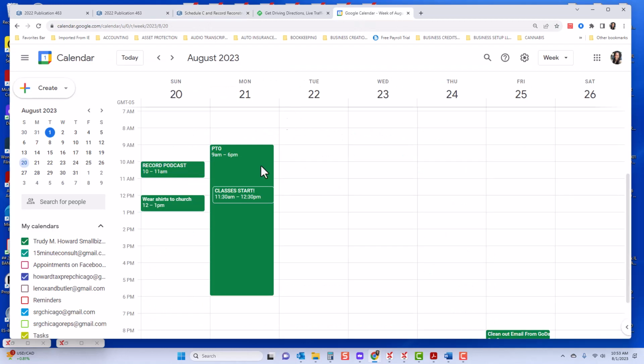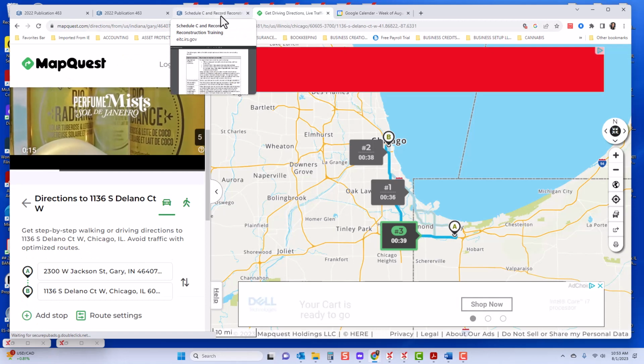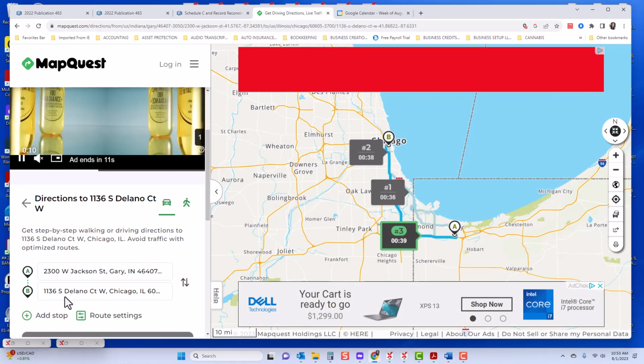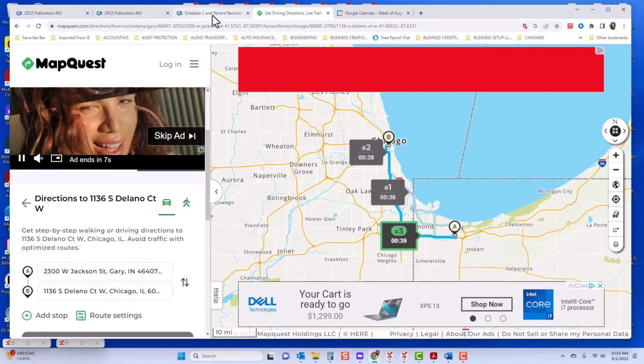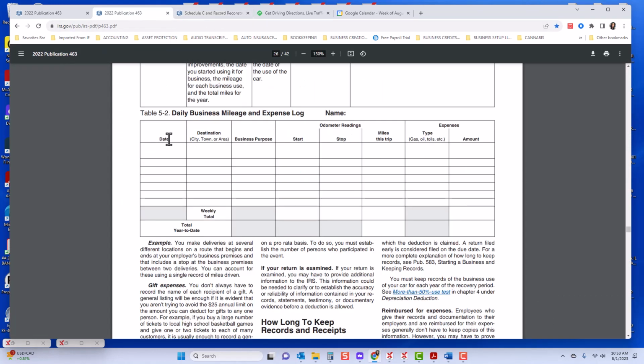So again, we're going to go to the calendar, any of your old appointment books. You may have to go through text messages, emails, however you get your business if you're not using a calendar. Then you're going to go to Mile IQ. You're going to put in your starting point and your ending destination. And then you're going to make sure that everything is here. So, business purpose, start, stop, miles, type, gas.